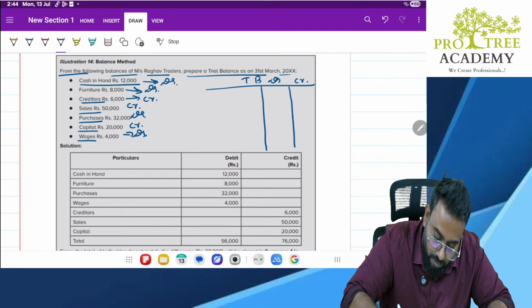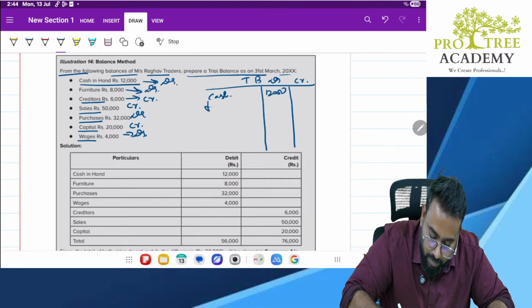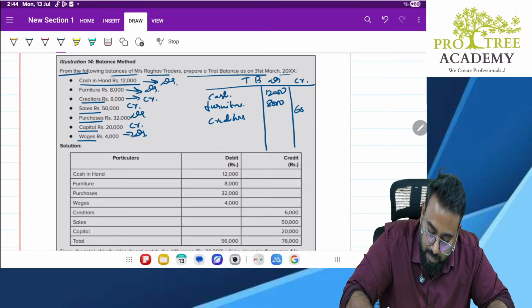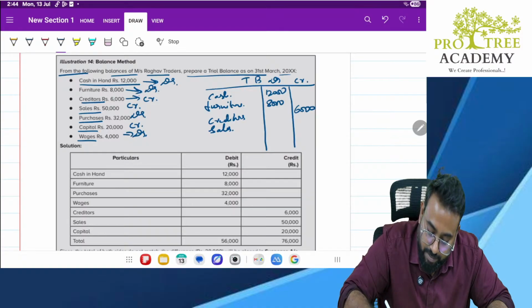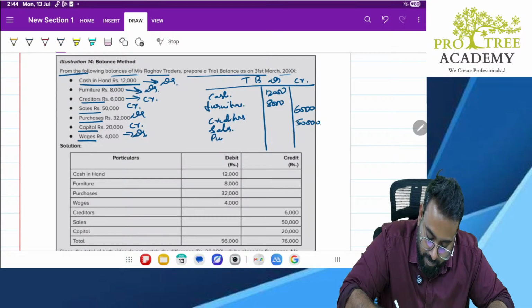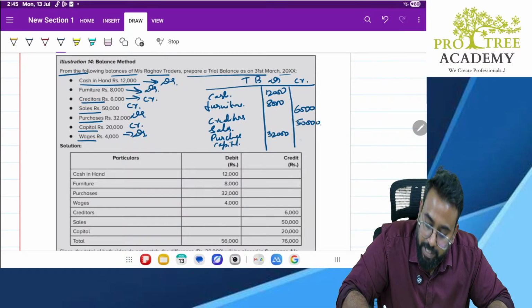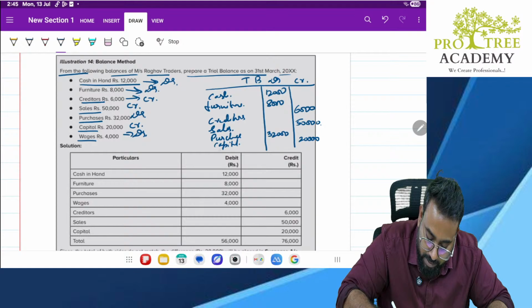debit, credit. First one is cash. How much? Correct? Furniture. How much? Creditors. Correct? Next, sales. Which side? Sure? Purchases. Debit? Capital. Credit or debit? Wages. Total it.